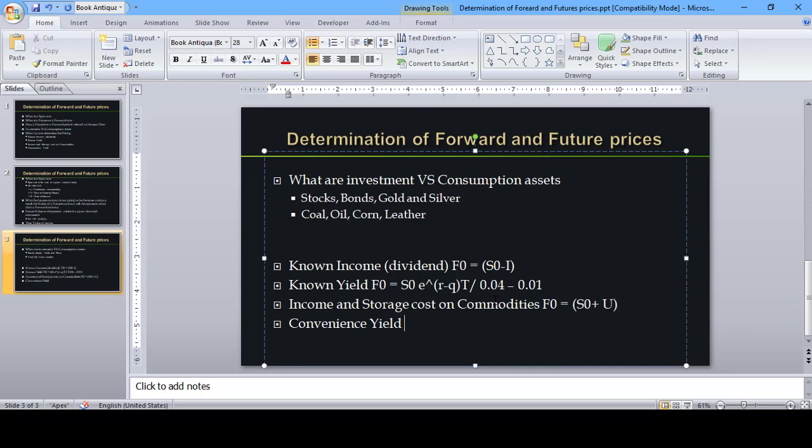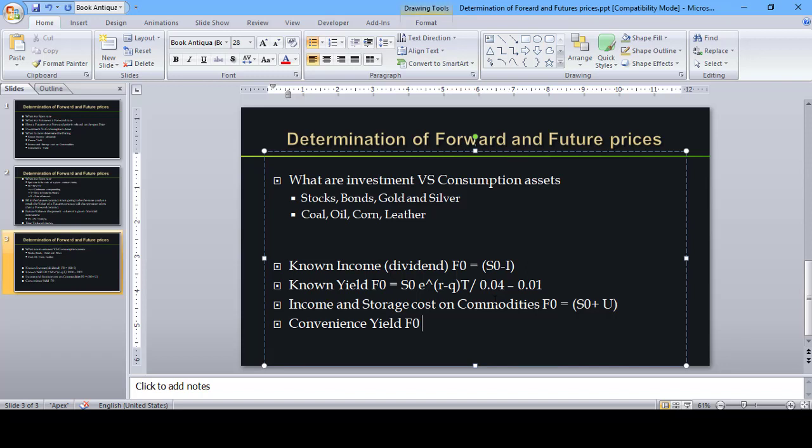So let's look at how that is going to be factored here. For example, we have seen in the known yield case that what we do is deduct the yield or the income from the interest rate, so as to get a better view of the pricing. The same is going to happen here.